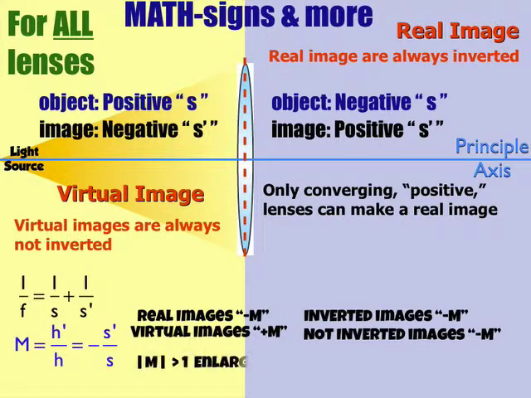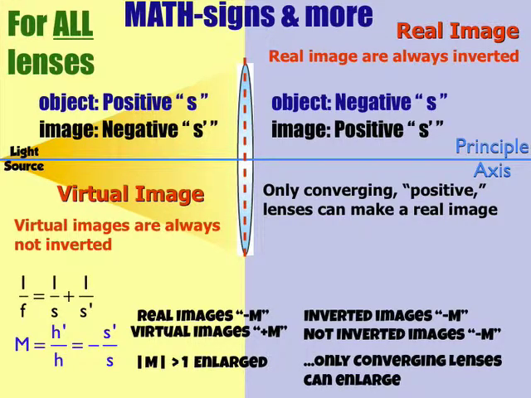If the magnification is greater than 1, it's enlarged. If it's less than 1, it's reduced. It also helps that only converging lenses can enlarge. So when I'm talking about the magnification, I'm talking about the absolute value of that magnification.